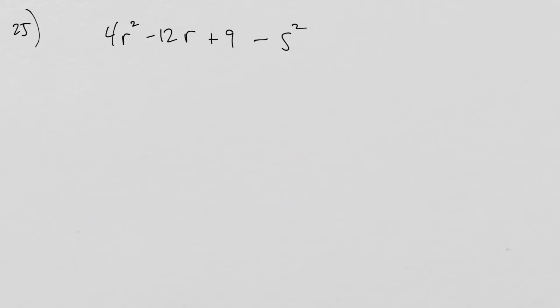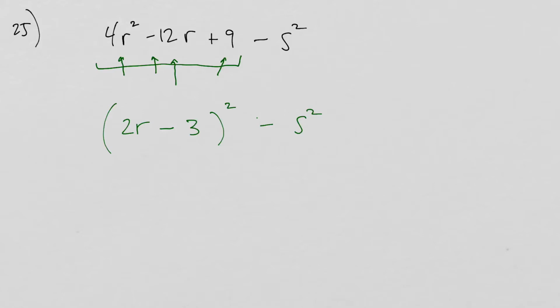Okay, we have 4 terms, but if you notice, these 3 terms are a perfect square. This is going to be a 2r and a 3. The square root of this is 2r. The square root of this is 3. We'll put a minus in between them and double check the middle term. 2r times negative 3 is negative 6r, and when we double that, we do get negative 12r, so that works. Minus s squared. So we have the difference of two squares.